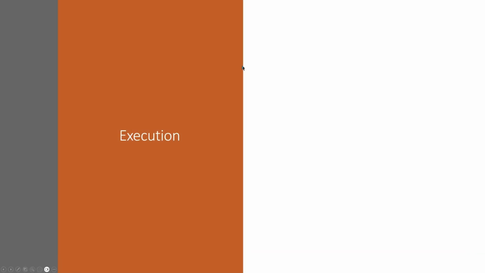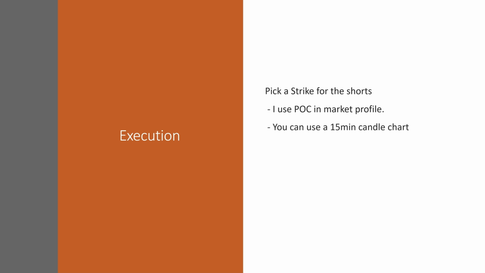Let's hit into execution. Now, pretty simple process. You just pick the strike first. You can do it a whole bunch of ways, point of control, market profile. When we do the demos, we'll just use a chart with support and resistance. You can use 15-minute candles to start, then go to like a 5-minute candle, then a 3-minute candle. And you just sort of find support and resistance and find a place to shove that short strike.